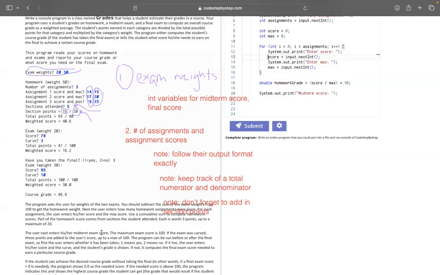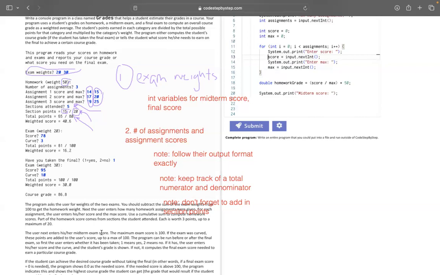So then you add all the numerators, you add all the denominators, and then you get your total points fraction, which is this guy. Once you get your total numerator over your total denominator, that's going to be some sort of percentage or decimal or fraction, whatever. And then you can multiply that by your homework weight, right? Which you calculate when you do the 100 minus whatever.